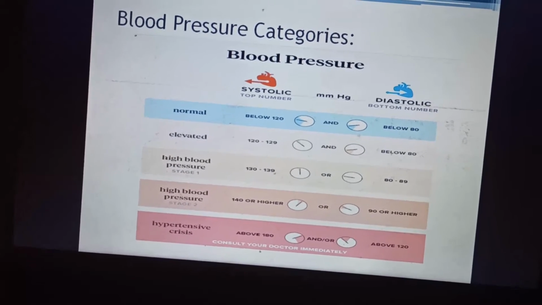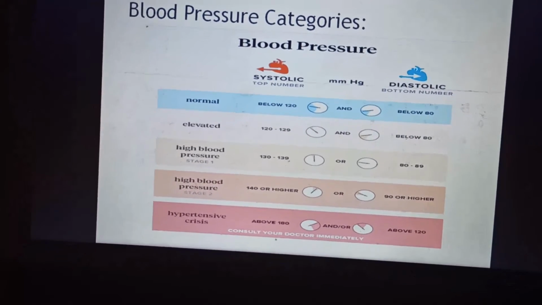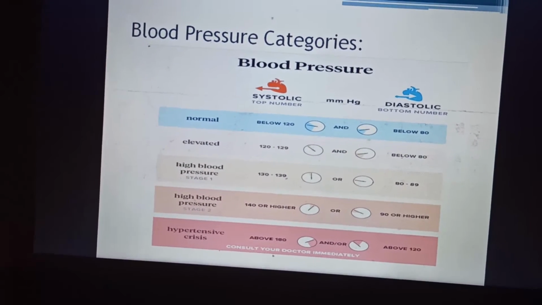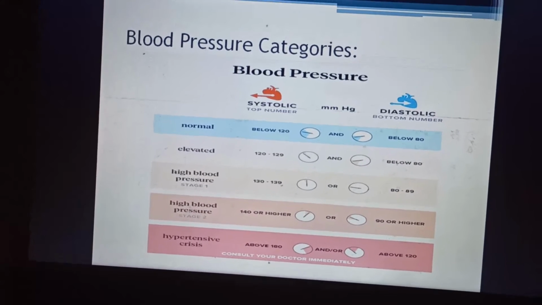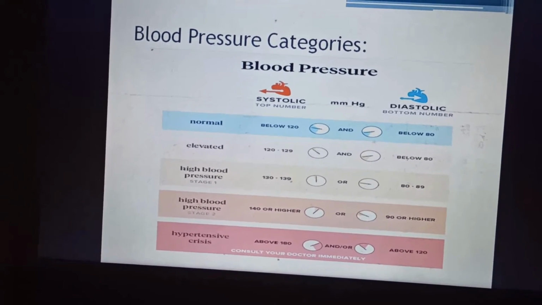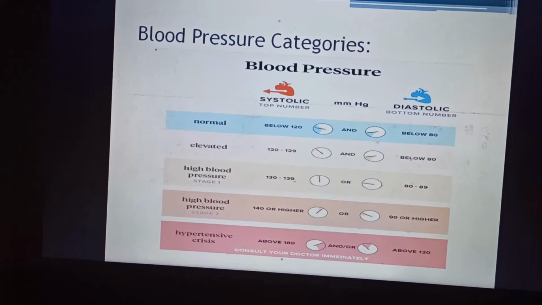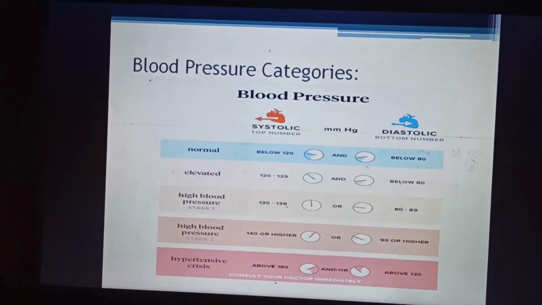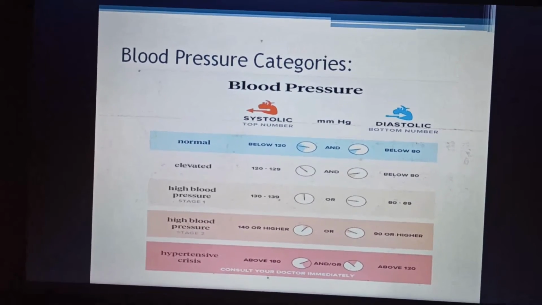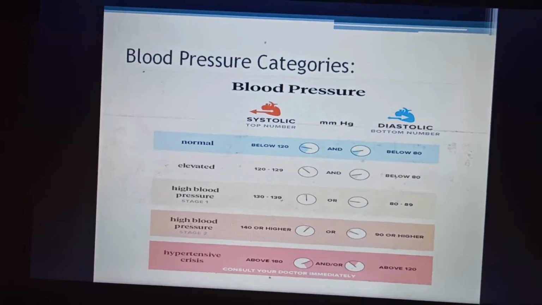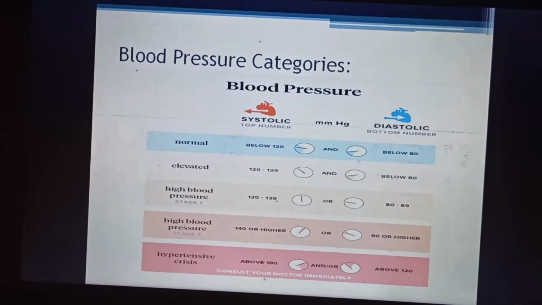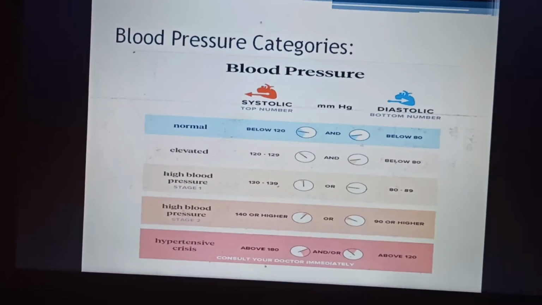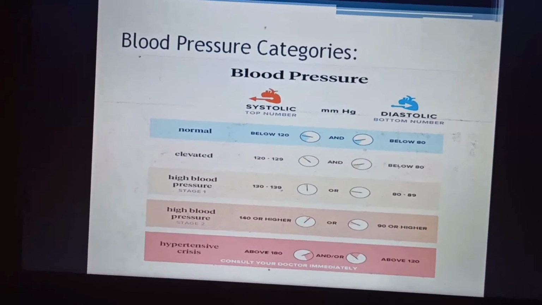Then hypertension stage 2: 140 or higher systolic, or diastolic 90 mm of mercury or higher. Hypertension stage 2 is when blood pressure consistently ranges from 140 systolic or diastolic 90 mm of mercury. At this stage of high blood pressure, doctors are likely to prescribe a combination of blood pressure medication and lifestyle changes. Then hypertensive crisis. This stage of high blood pressure requires medical attention.